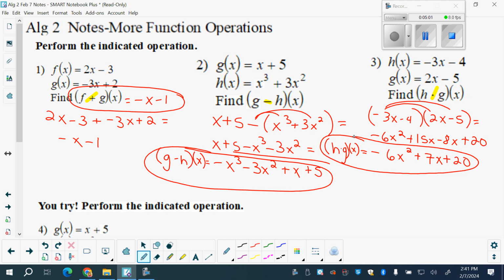Okay, go ahead and do the U try. Make sure when you write your answer for that U try, it's in the standard form, so the highest exponent first, and the next highest, and so forth.